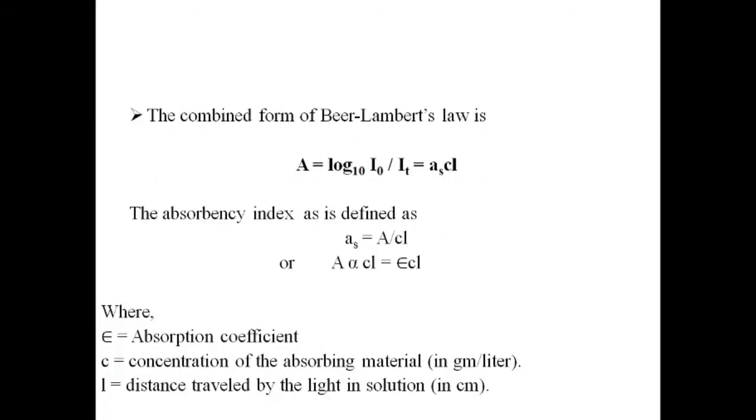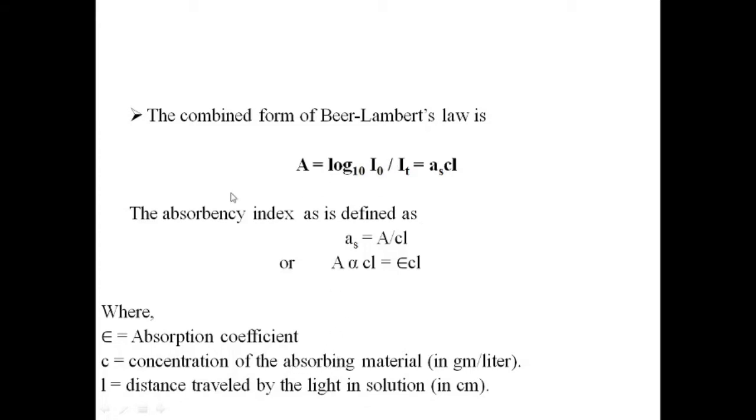Now, if we combine Beer's and Lambert's laws together, the equation we obtain is that absorbance is proportional to AS into C into L, that is, the concentration and length of the solution. Here L stands for the distance traveled by the light in the solution, in centimeters, and concentration we already studied.